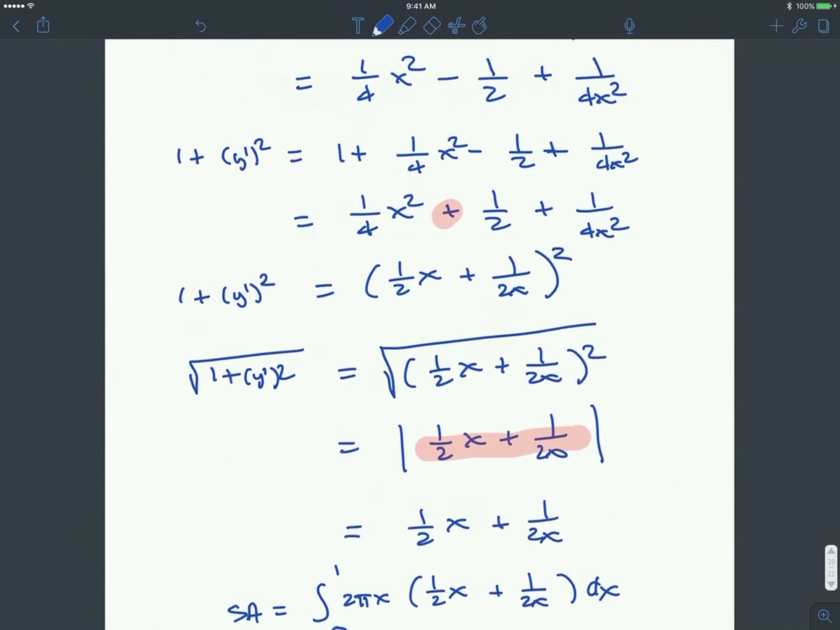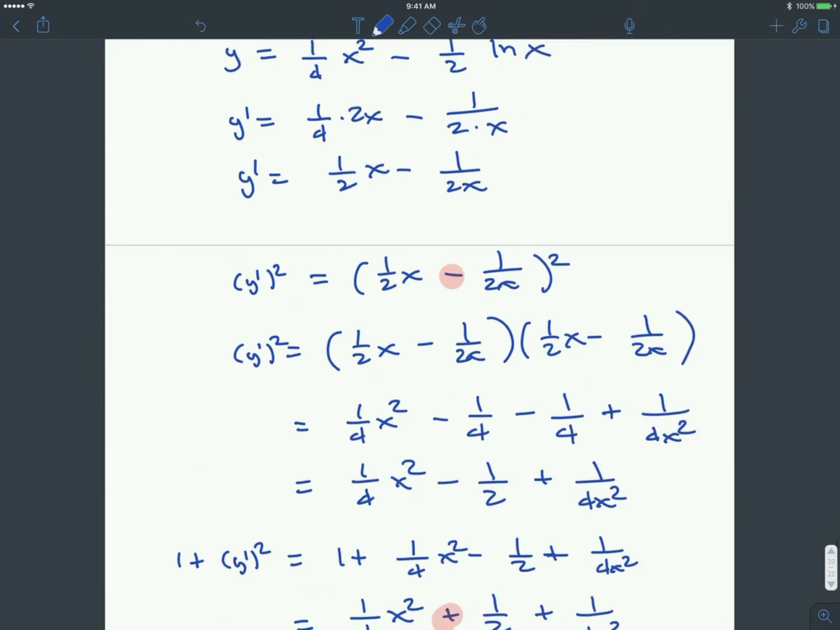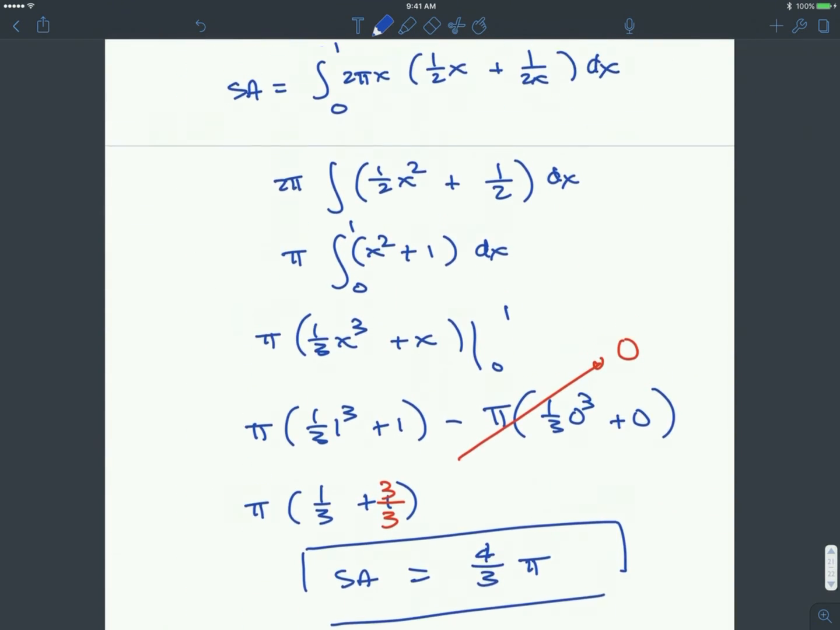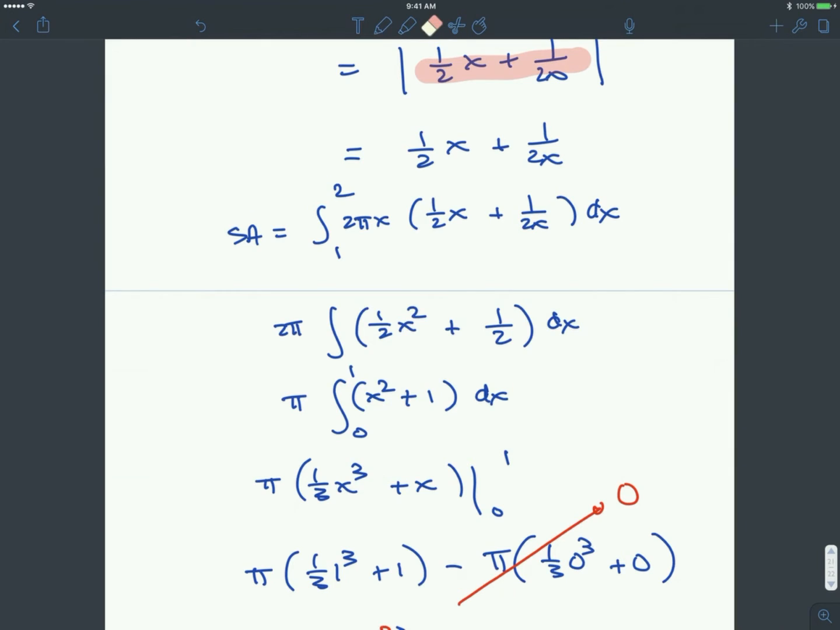Do we have the right limits, 0 to 1? We have the wrong limits, 1 to 2. Okay, wrong limits, 1 to 2. Glad I caught it. Let's reevaluate from 1 to 2.